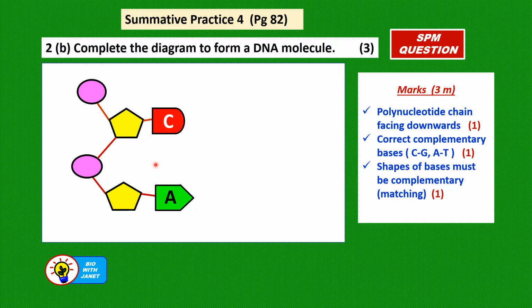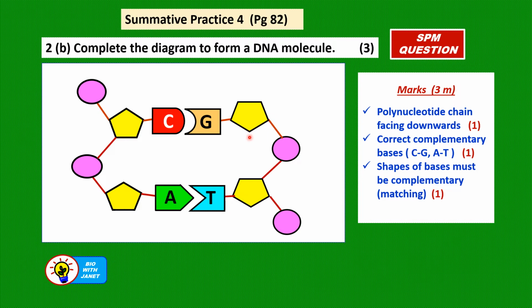First of all, you must draw the polynucleotide chain or strand facing downwards. Now here we see the strand. You look at this pointed part of the pentose sugar is pointing upwards, right? Like an arrow pointing upwards. So for the second one, we say that it is anti-parallel to the first strand, meaning that it's parallel, but it is in the opposite direction, facing the opposite direction. So it should be like this.